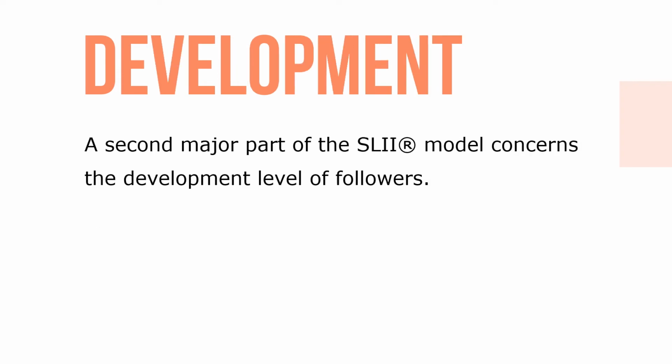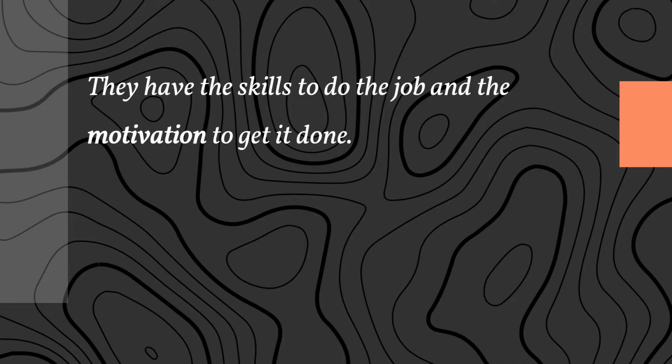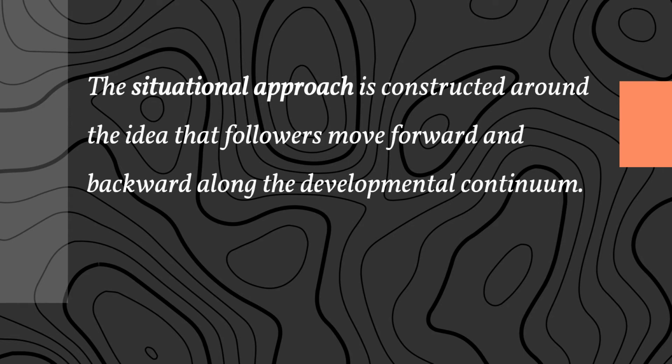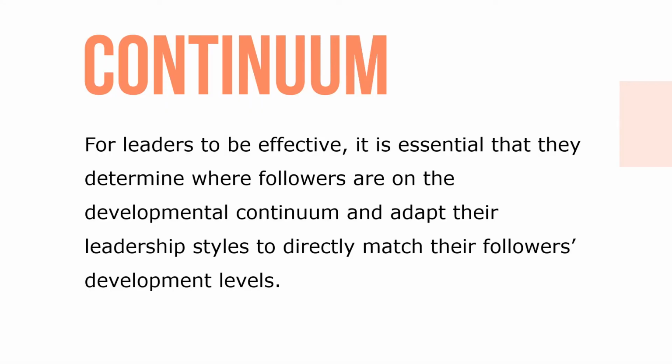A second major part of the model concerns the development of followers. Followers are at a high development level if they're interested and confident in their work and know how to achieve a goal. They have the skills to do the job and the motivation to get it done. The situational approach is constructed around the idea that followers move forward and backward along a developmental continuum. For leaders to be effective, it is essential that they determine where followers are on the developmental continuum and adapt their leadership styles to directly match their followers' developmental needs.